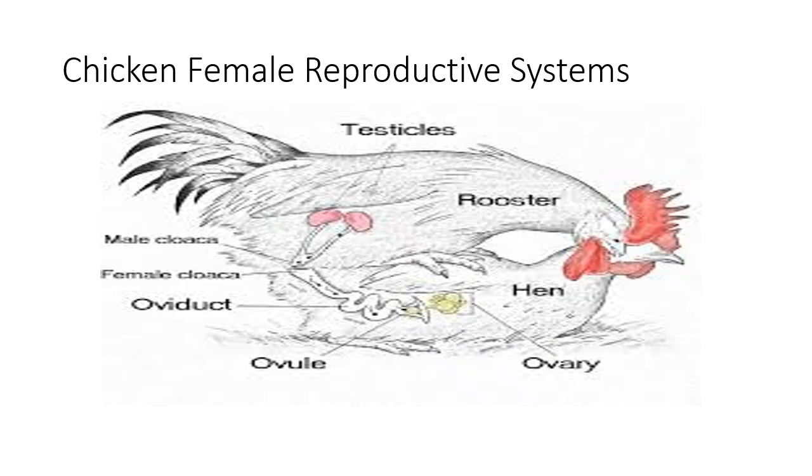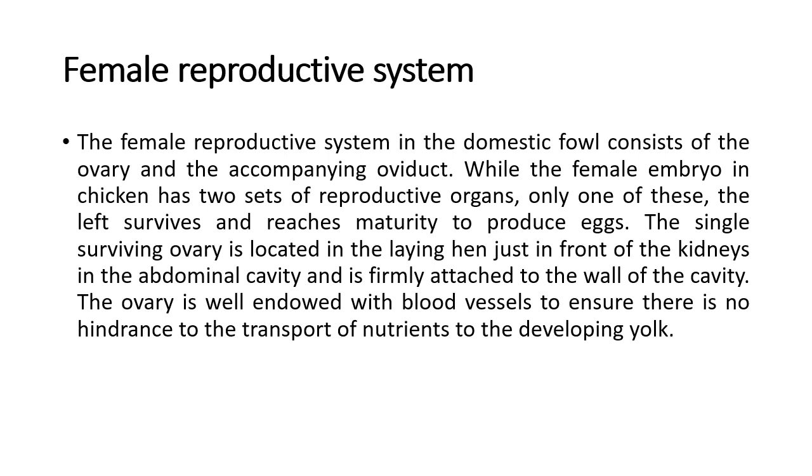Today we will discuss the chicken female reproductive system. The female reproductive system in the domestic fowl consists of the ovary and accompanying oviduct, while the female embryo in chicken has two sets of reproductive organs. Only one of these, the left, survives and reaches maturity to produce the eggs.